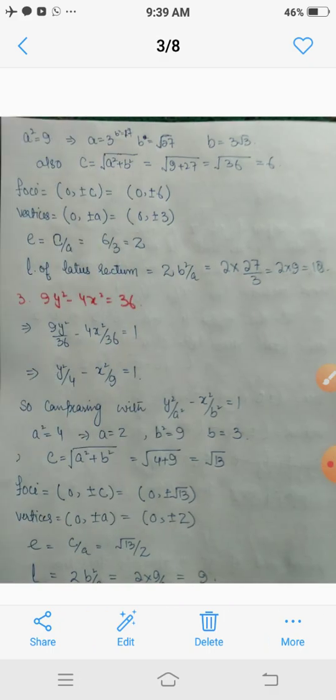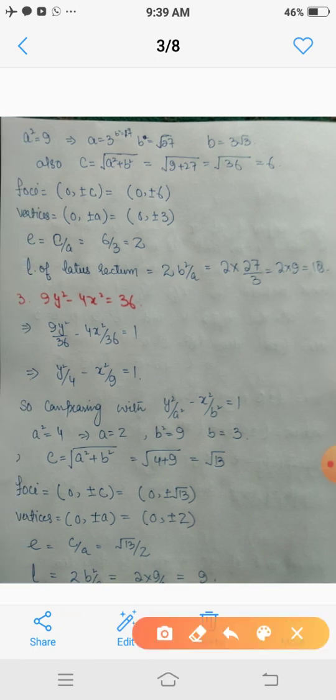Now we will find c, which is 6, because c equals root of a square plus b square, or b square equals c square minus a square. Now the foci of the given hyperbola are 0, plus minus c, that is 0, plus minus 6. Vertices are 0, plus minus a, that is 0, plus minus 3, because both lie on the y-axis, that is why the coordinates are 0, plus minus c and 0, plus minus a.